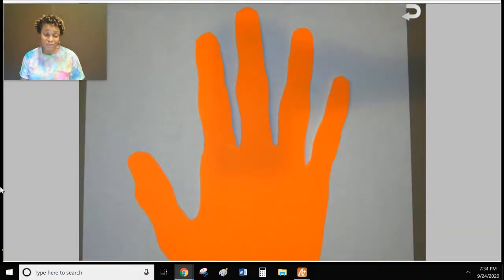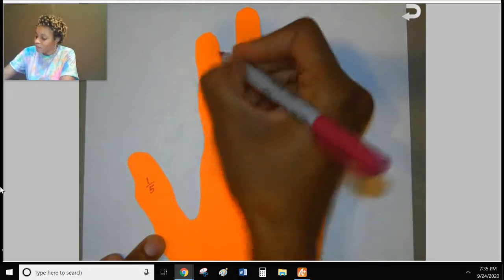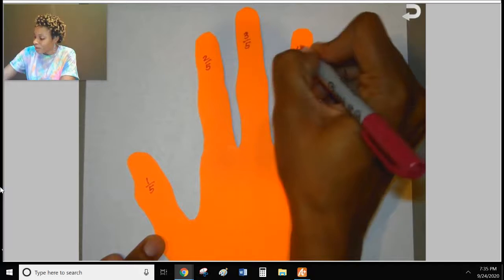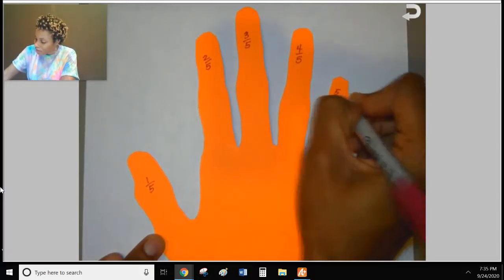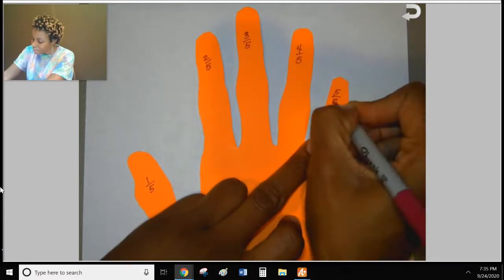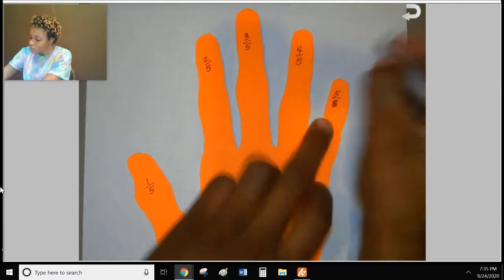Something else that is always with us that can help us learn our fifths is our hands. We have 5 fingers, so we can use these 5 fingers to help us learn our fractions, decimals, and percents of fifths. If I have my thumb, that's 1/5, and then my index would be 2/5, 3/5, 4/5, 5/5. If I have all of my fingers, which I hope you all do, that's 100% of our fingers.